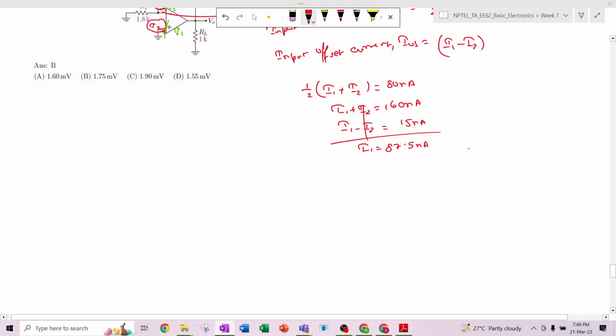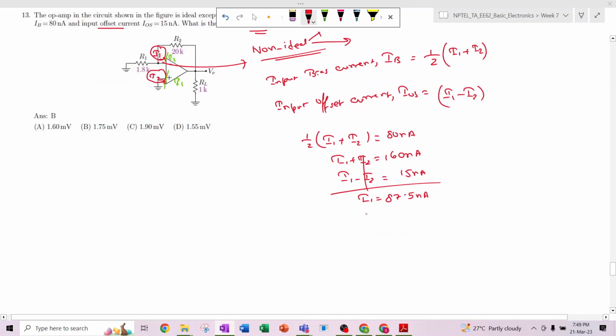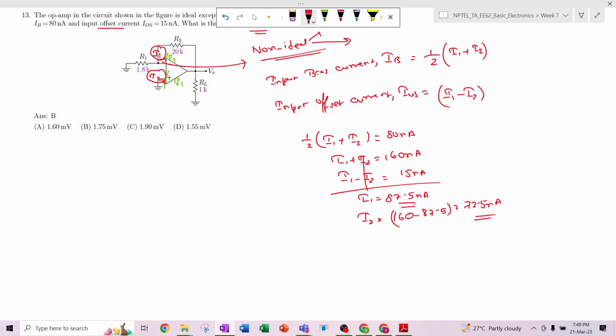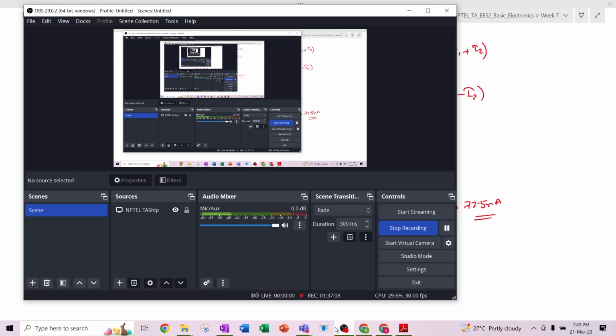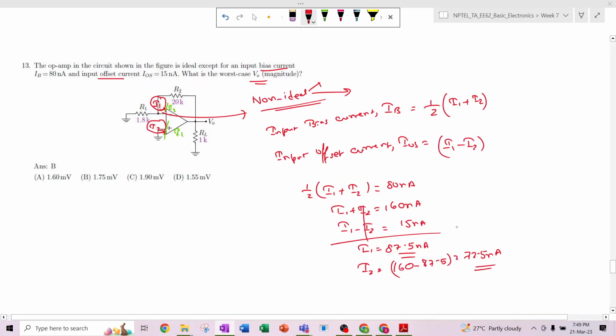Okay, so I1 is 87.5 nanoampere. Now what will be the I2? I2 will be 160 minus 87.5, this much nanoampere, right? So 160 minus this, it is 72.5 nanoampere. So I1 and I2 both are this. Let me see whether, okay, it's on only. Yeah. So this is 72.5 nanoampere, right?